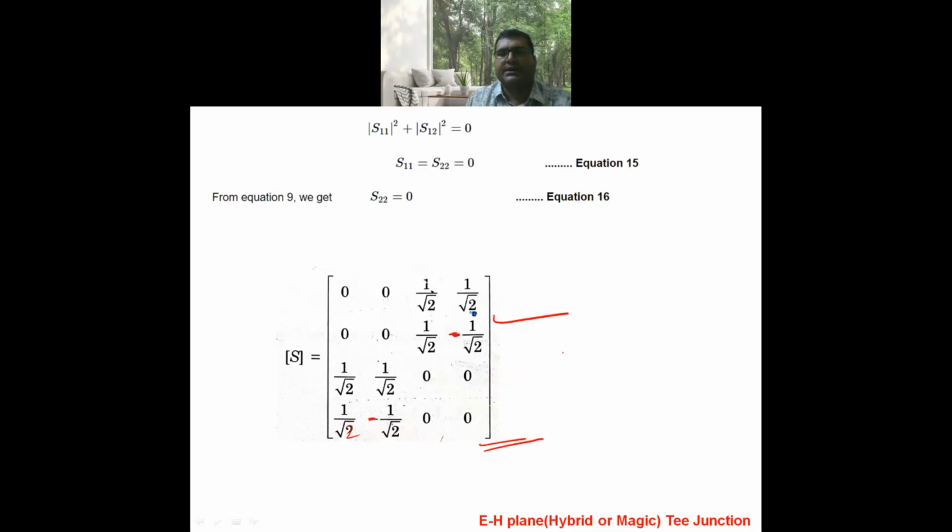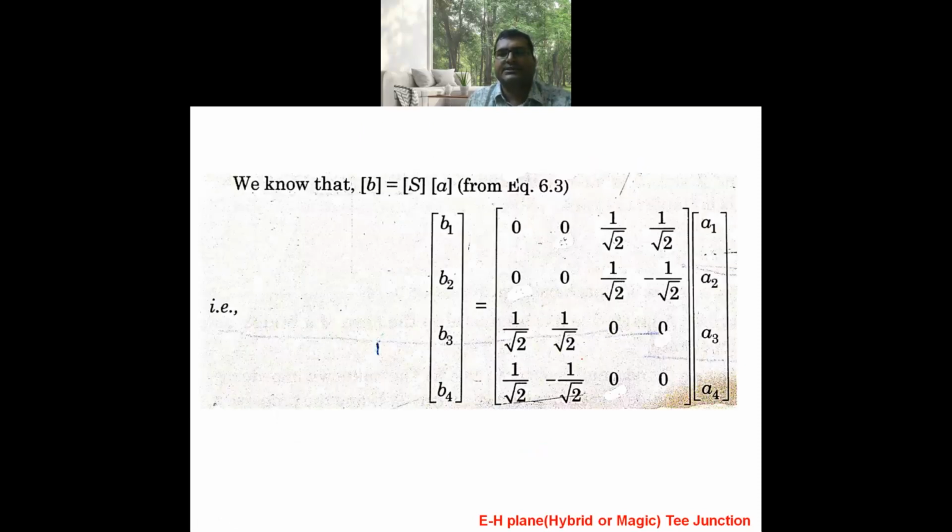You can write it in the form of reflected and incident powers, that is B is equal to S into A. Here, by knowing the values of incident power you can calculate the reflected power, or by knowing the reflected power you can calculate the incident power. That is, in matrix notation B is equal to S into A.